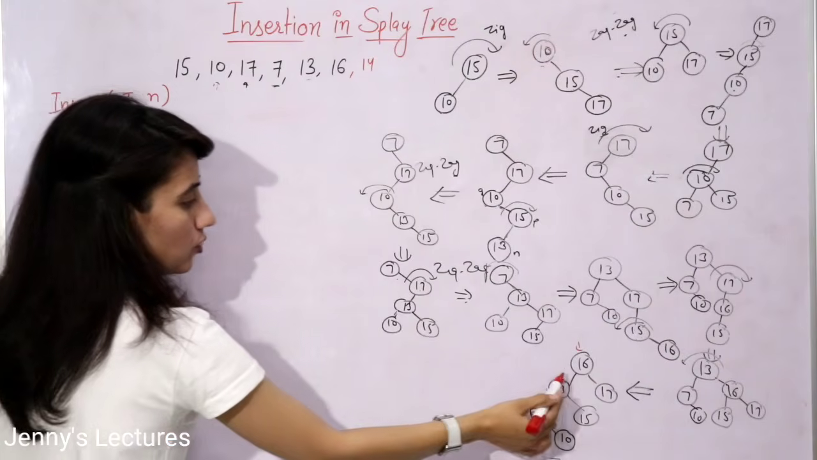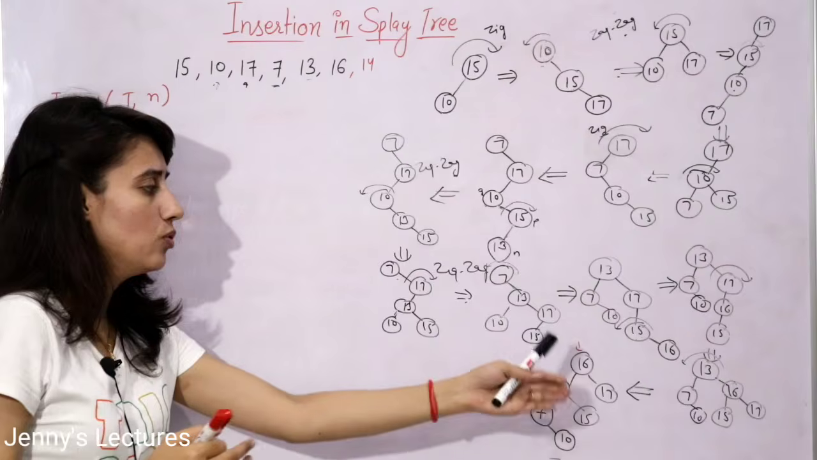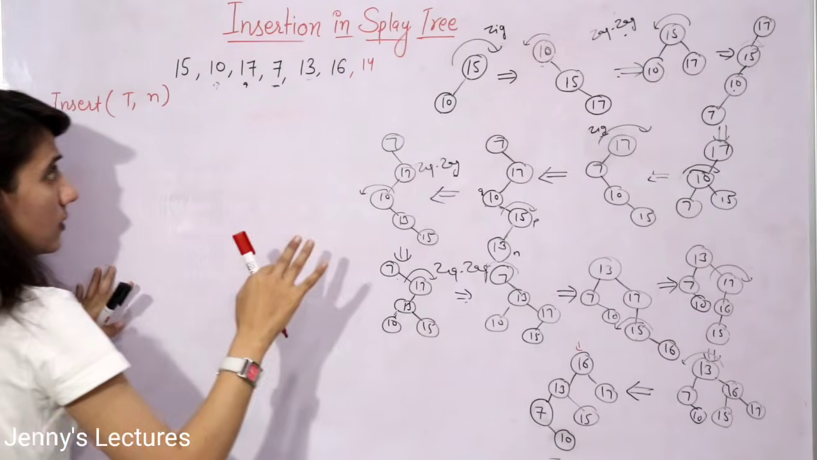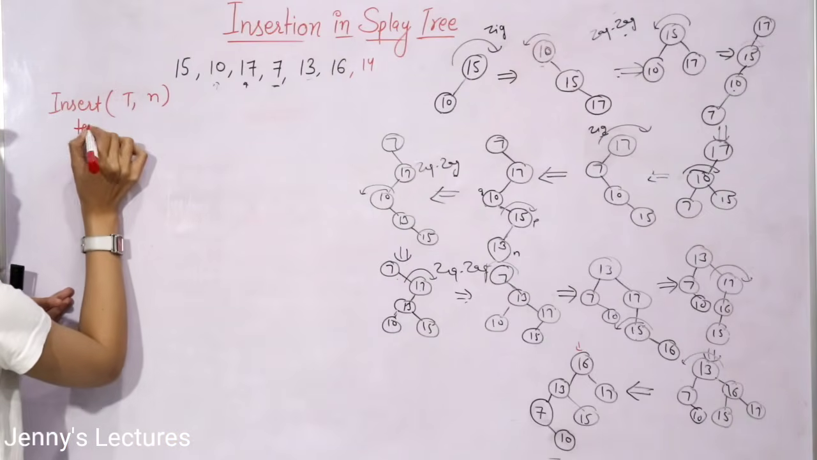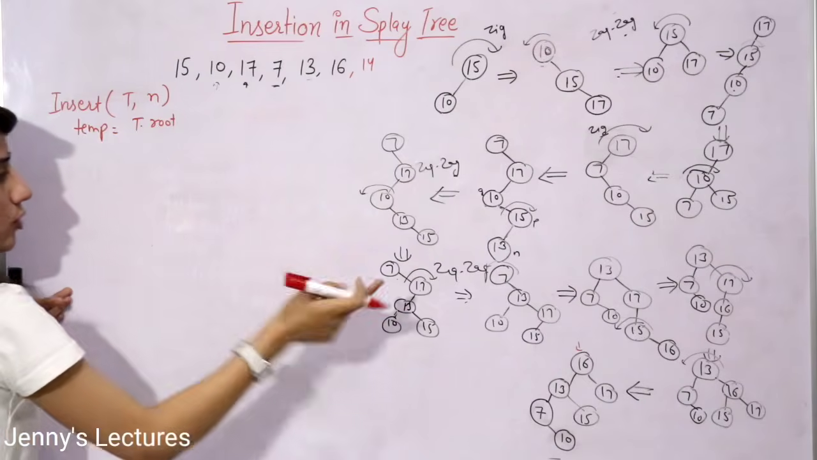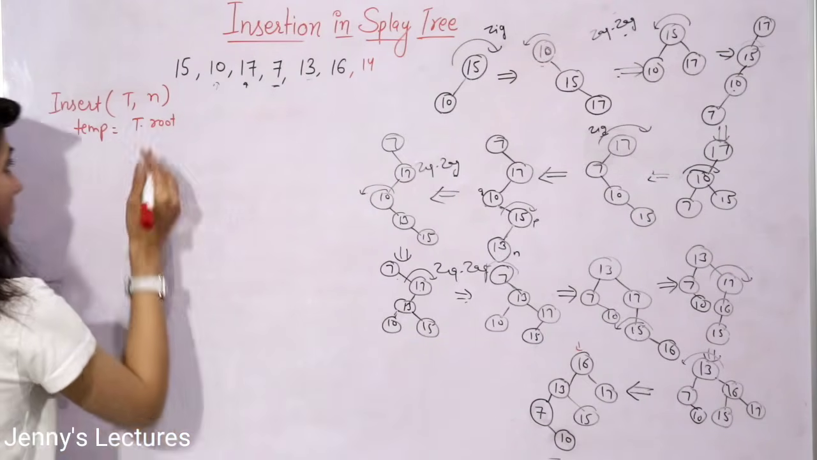If this is less than root, then we will go towards the left side. If greater than, then we will go towards the right subtree, right? So this thing you will write down here. This is the same as the BST insertion. Suppose I am taking a temp variable, and there I am storing the root address, right? T dot root, something like this you can write.